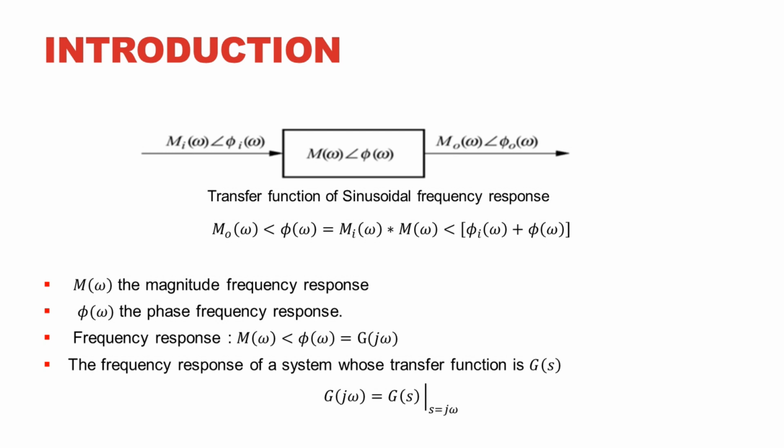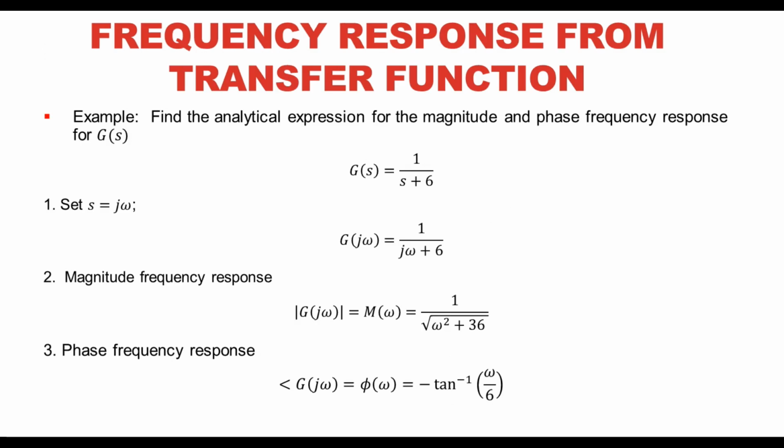If we want to analytically express the transfer function of a system, for example G of s, as a frequency response G of j omega, we substitute s equals j omega, express the frequency response into real and imaginary parts, and find the magnitude and phase of the frequency response. Let's look at an example of how to find the frequency response from a transfer function.